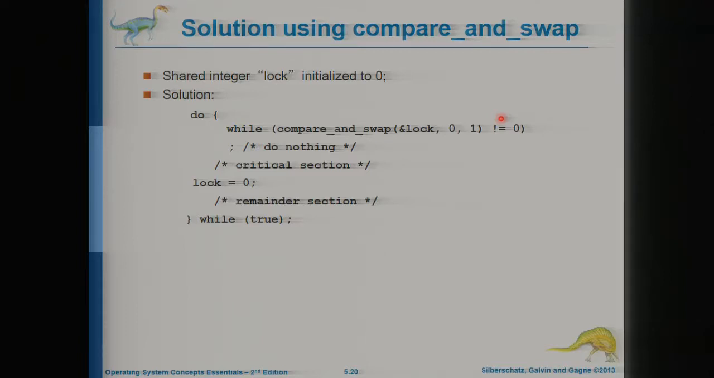Only when it returns 0, 0 equals 0 will become false. So here in this case, the value returned from compare and swap is 0, and 0 is not equal to 0 becomes false. That time it will enter the critical section. Now, if any other process wants to enter its critical section, what is the value? The lock right now is 1.